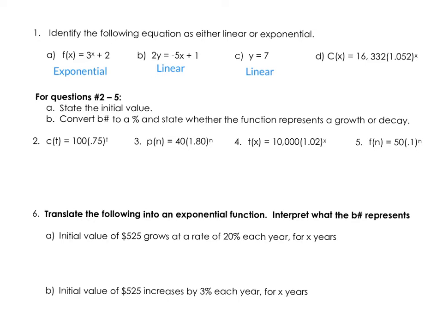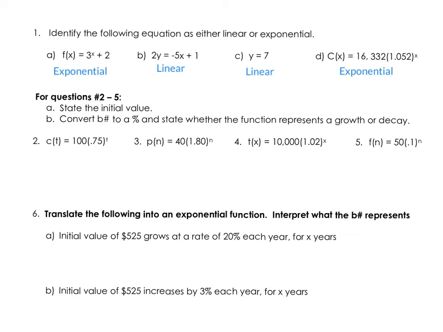The next one, I see the x is an exponent. I have some big numbers here, 16,332, and then 1.052 or 52 thousandths raised to the x power. That is an exponential. So remember, you're always looking for what in there does it look like. Is it more like a linear function for the equations, or is it in the form of ab to the x power to make it exponential?